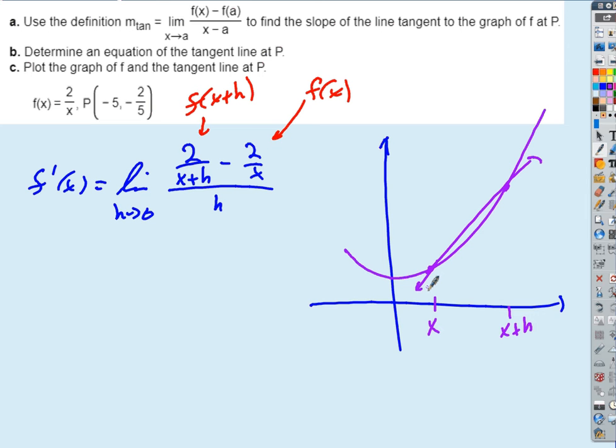Once we know what the slope is, if this is the point of tangency right here, what's the slope of the tangent line going to be given by? f prime of what?